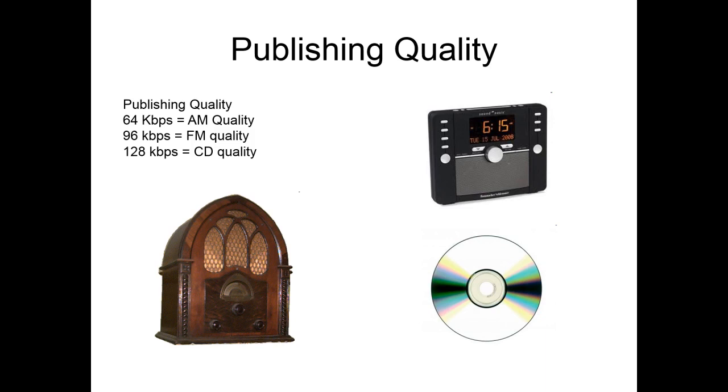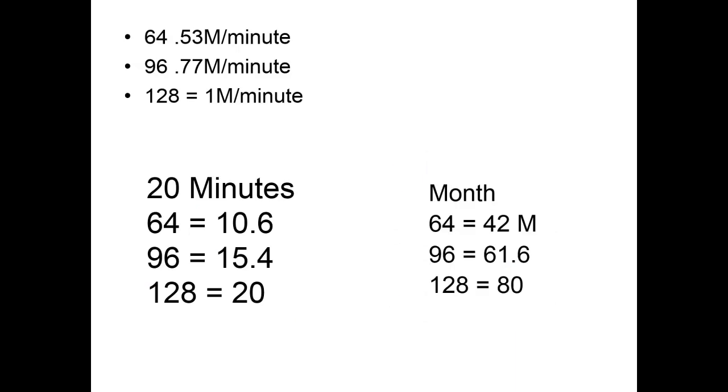So let's look at this in matters of how many megs is that. Well, at 64 AM radio quality, it's basically half a meg a minute. At FM radio quality, it's 0.77 megs a minute. At 128 CD quality, it's 1 meg a minute. Well, if you do a 20-minute podcast, that means at AM radio quality, you're going to have 10 megs. At FM radio quality, you're going to need 15 megs. And at CD quality, you're going to need 20 megs per episode.